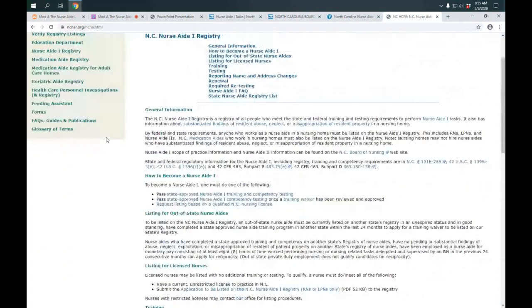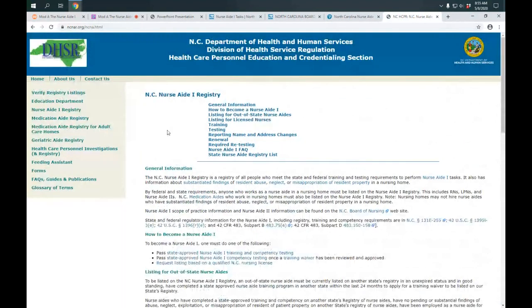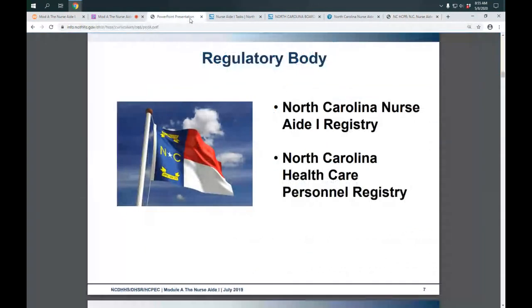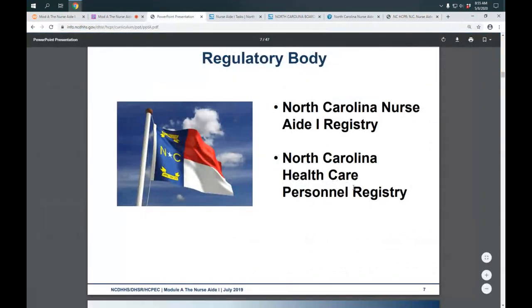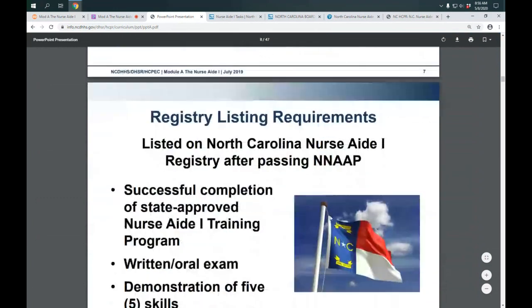If you lose the form that they send you, you'll go in here and they'll send you another one. All right. So the North Carolina Healthcare Personnel Registry, that is your regulatory body.